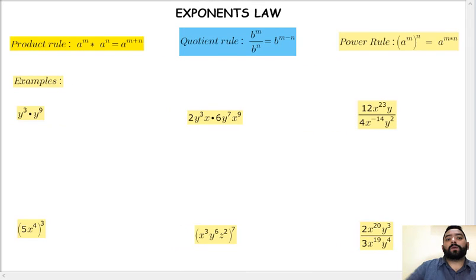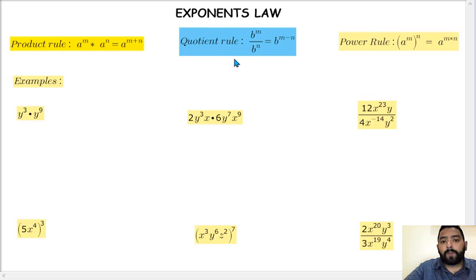Hi, today I will explain how to apply some exponent laws or exponent rules in some exercises. We have the product rule, or the multiplication rule. That means if you have the same base and you have different exponents or equal exponents, you need to add the exponents. So you copy the base and add the exponents.